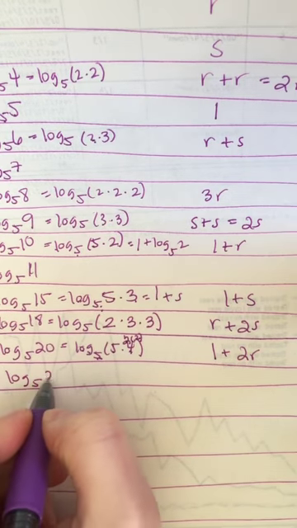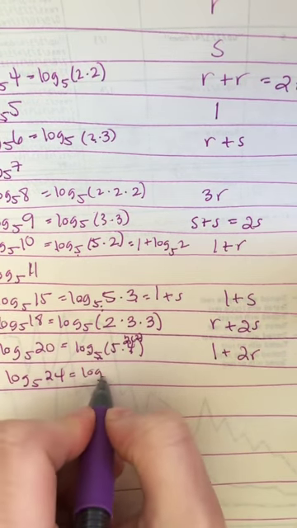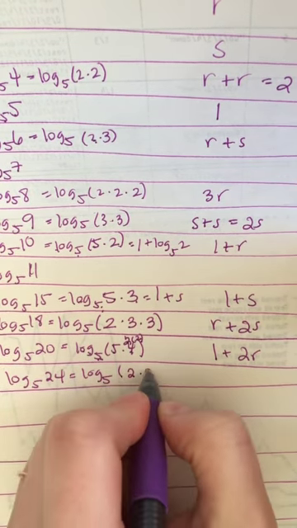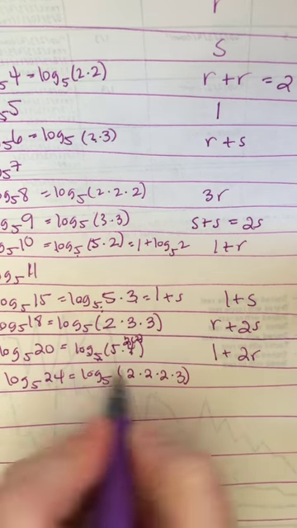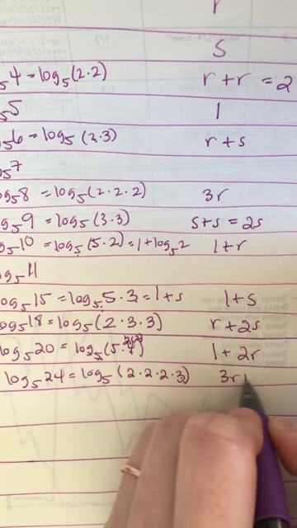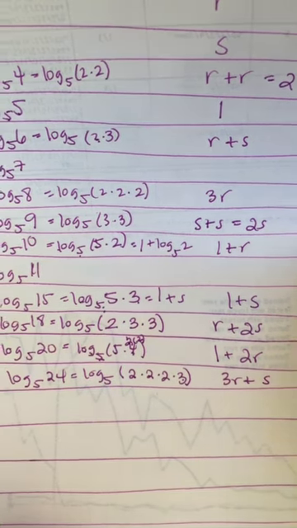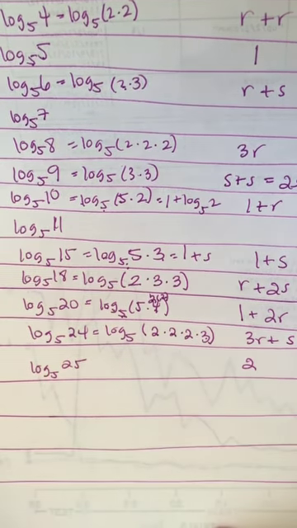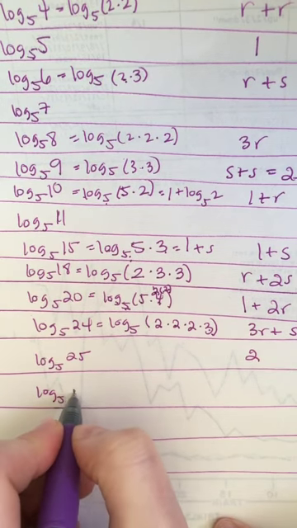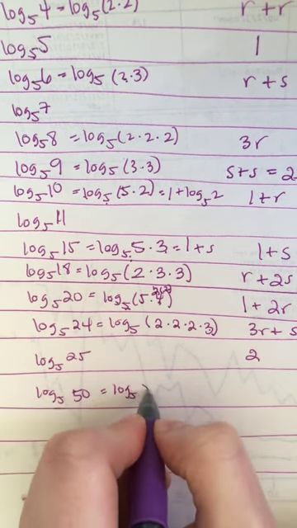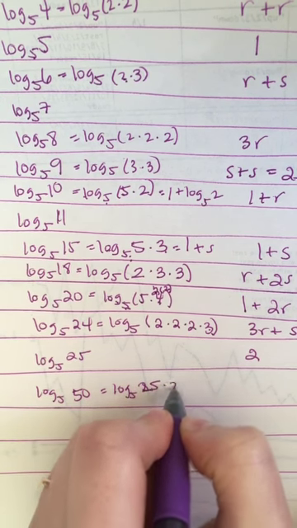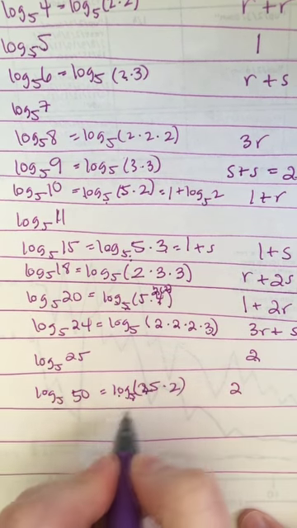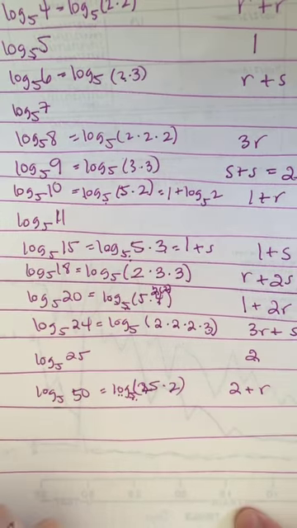Log base 5 of 24, I'm going to break the 24 into its prime factorization, so that'll be a 2. Now I'm down to 12, so 2 and 2 and 3. So that's R, R, R, and S, so I get 3 R's plus 1 S. 25, log base 5 of 25, well that's just squared, so 2. Log base 5 of 50, I can simplify this into 25 times 2. Log base 5 of 25 is 2. Log base 5 of 2 is R, so it's 2 plus R.